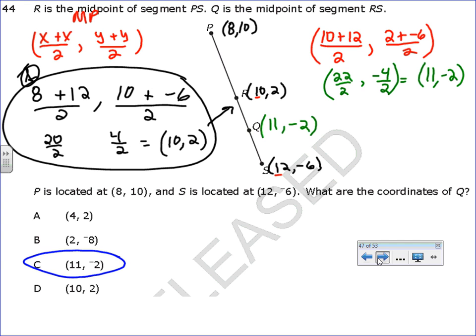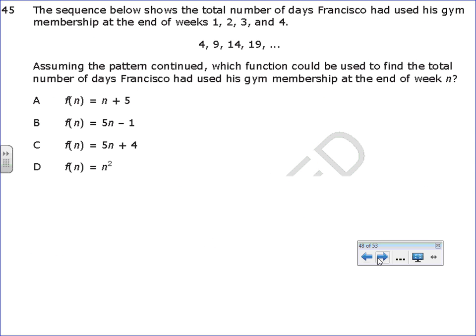All right, for 45, the sequence below shows the total number of days Francisco had used his gym membership at the end of weeks 1, 2, 3, and 4. Assuming the pattern continued, which function could be used to find the total number of days Francisco had used his gym membership at the end of the week? Okay, so 1, 2, 3, 4, and these are my logs. And again, they said that N represents the week number.